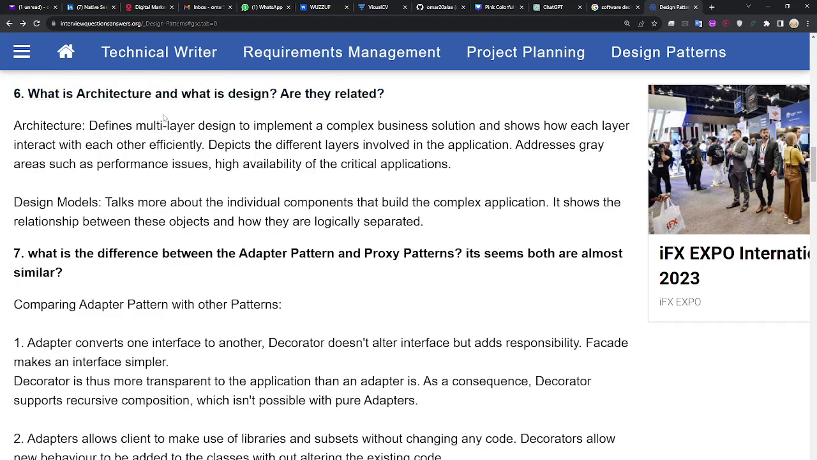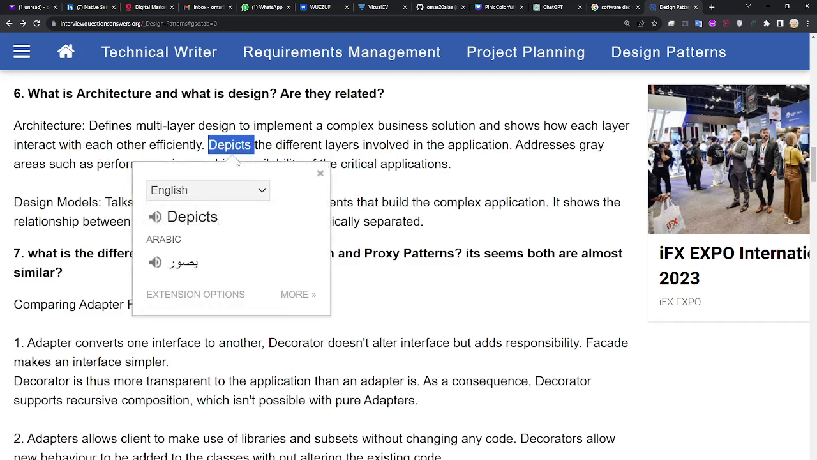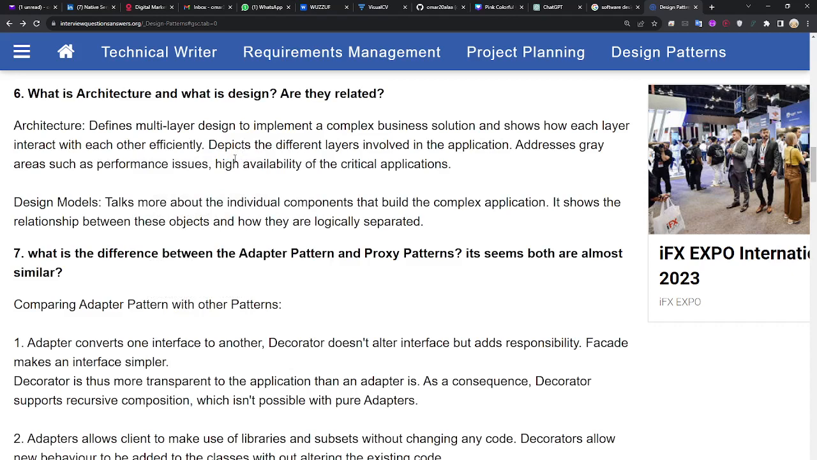What is architecture and what is design? Are they related? Architecture defines a multi-layer design to implement complex business solutions and shows how each layer interacts with the others efficiently. It depicts the different layers involved in the application, and addresses gray areas such as performance issues and high availability of critical applications.